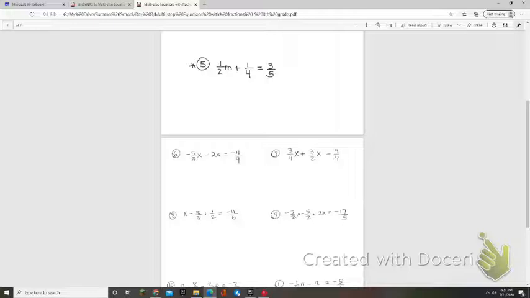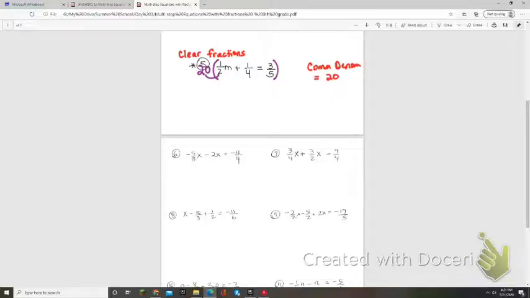Clearing the fractions is something that I really like in a problem like number 5, because if you look at number 5, we have 3 different denominators. So we have to find a common denominator between 2, 4, and 5. And that's going to be 20. So what we're going to do is clear the fractions again. This is the method that I prefer. So this is the method I would recommend you do for all the problems that you have on this worksheet. We're going to multiply the entire problem by 20.